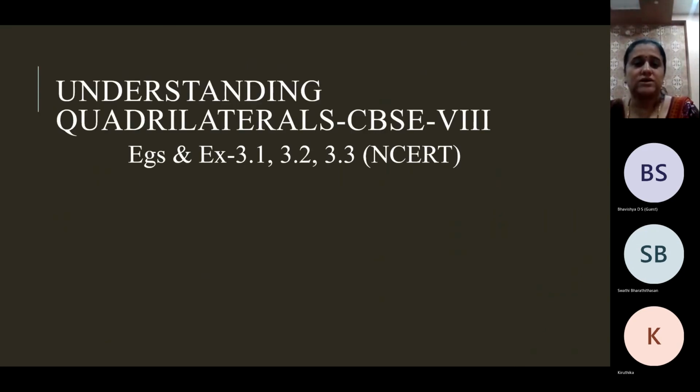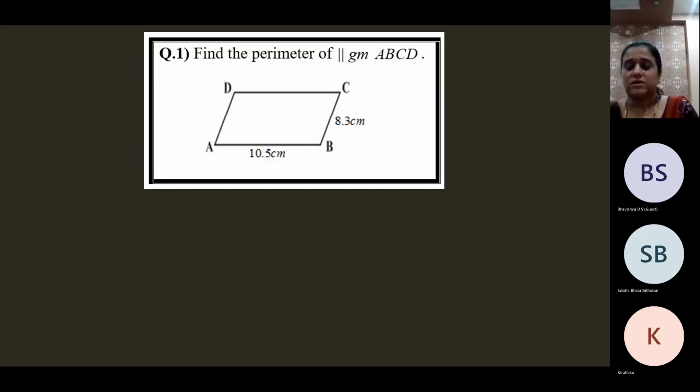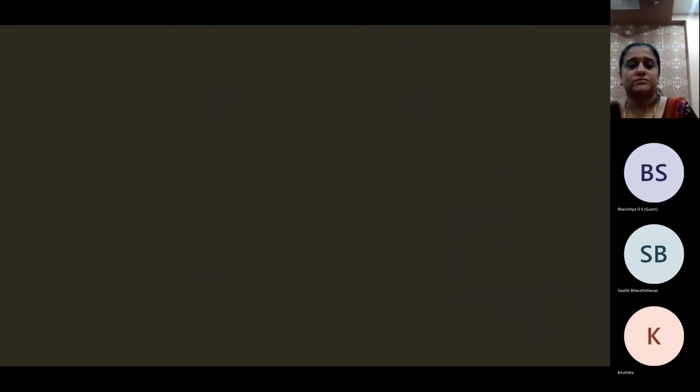Okay, now with this knowledge, I think we can proceed with understanding quadrilaterals. We finished this one.